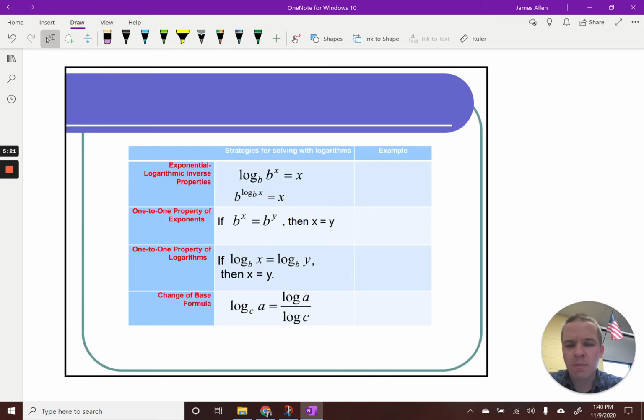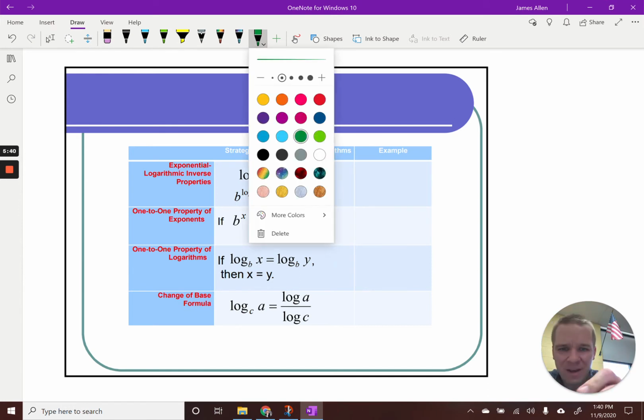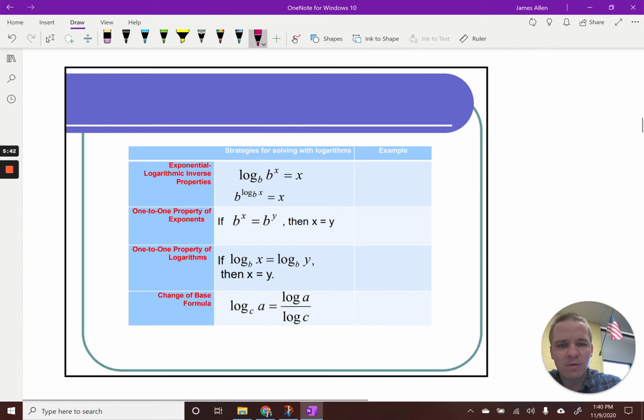All righty. A couple more here. Actually, a couple more repeats, but the top one here, exponential logarithmic inverse properties. Whew, that's a mouthful there. Log base b of b raised to the x. So when the base and the argument are the same, I'm going to switch up colors. I've been going green this whole time. I mean, green is my favorite color. But I'm going to go, there we go. We're going to go with that.